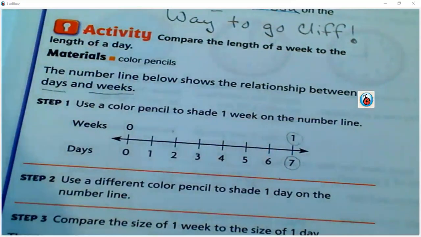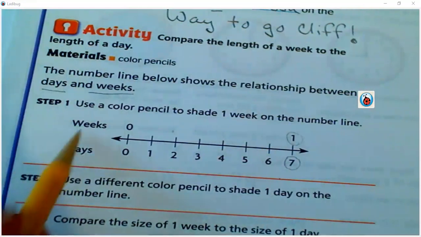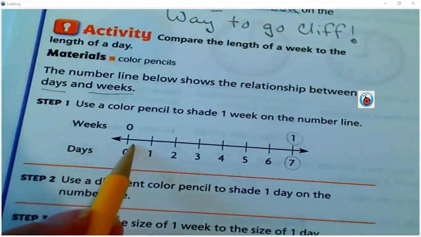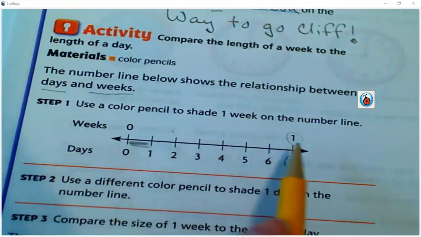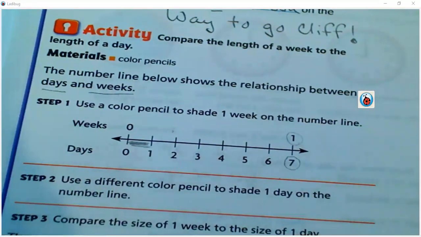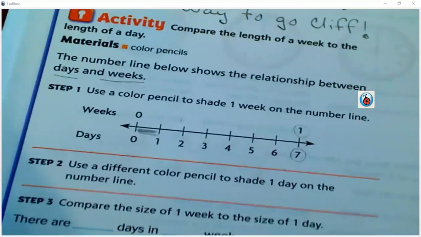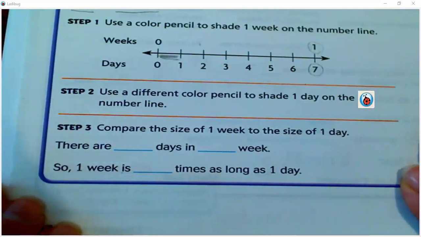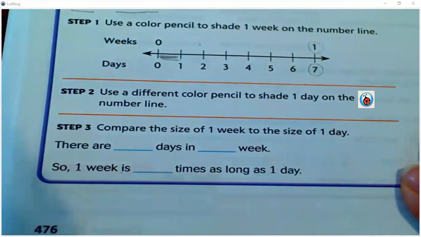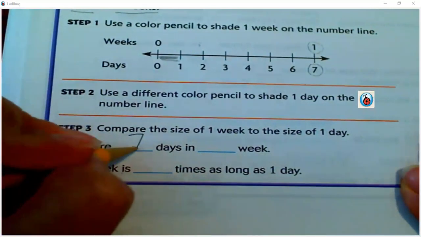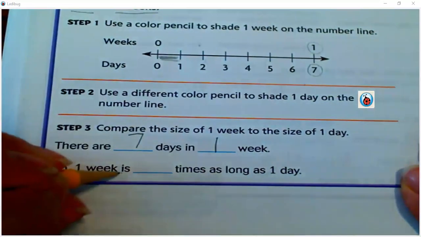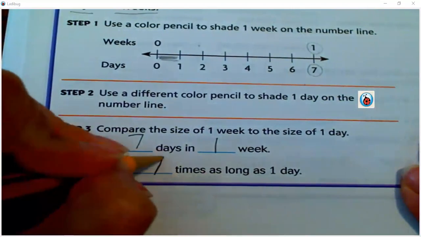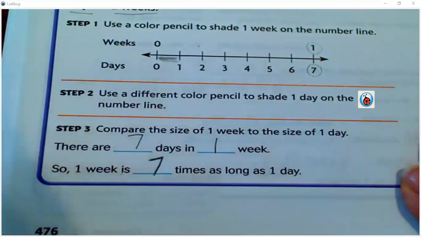So if we're going to compare weeks and days, clearly 1 day is going to be smaller than 1 week. Okay, so I'm just going to go down here and fill this in. This is pretty, I'm going to say the word easy. I know we don't like to say that in math, but I think this is kind of easy for you to know that there are 7 days in 1 week. So 1 week is 7 times as long as 1 day.